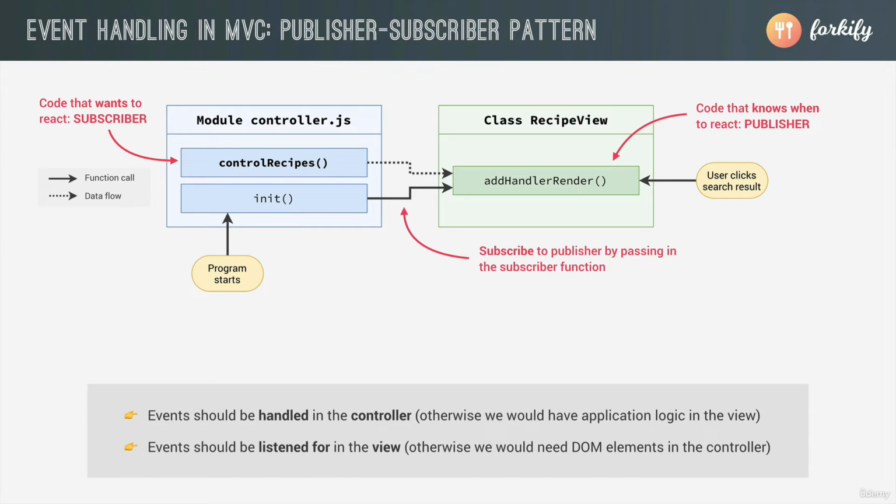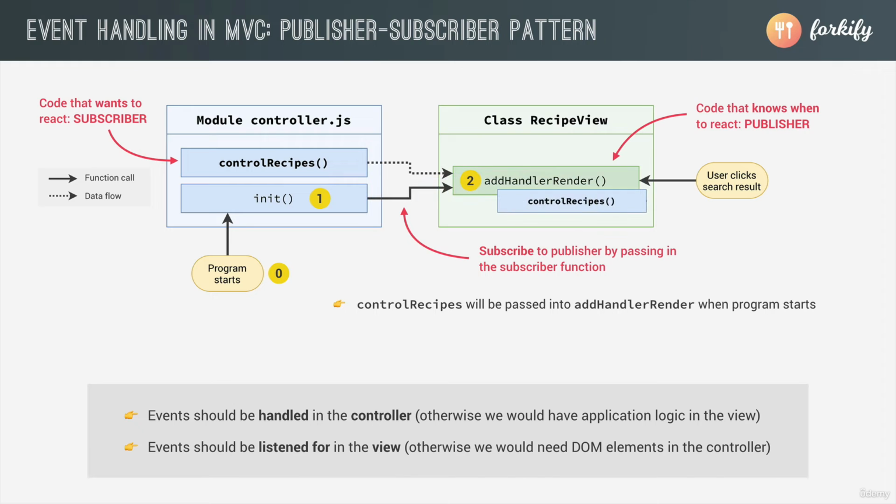as an argument. Now in practice, that means that as soon as the program loads, the init function is called, which in turn immediately calls the add_handler_render function from the view. And that is possible, remember, because the controller does in fact import both the view and the model, right? Now anyway, as we call add_handler_render, we pass in our control recipes function as an argument. So essentially, we subscribe control recipes to add_handler_render. And so at this point, the two functions are basically finally connected.